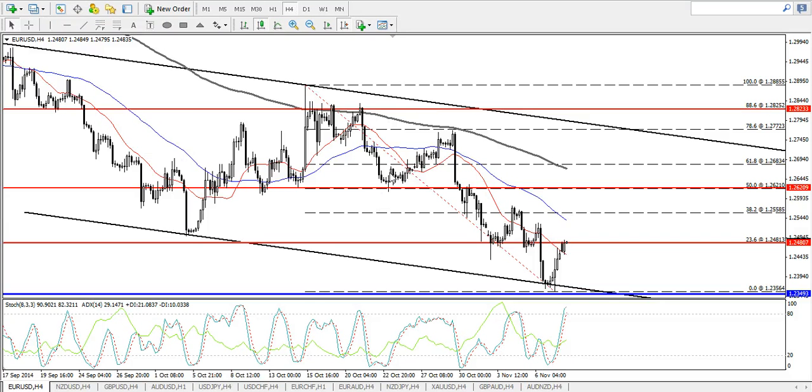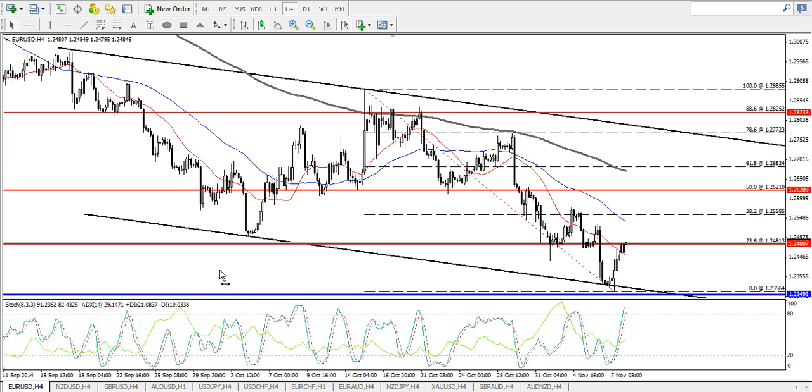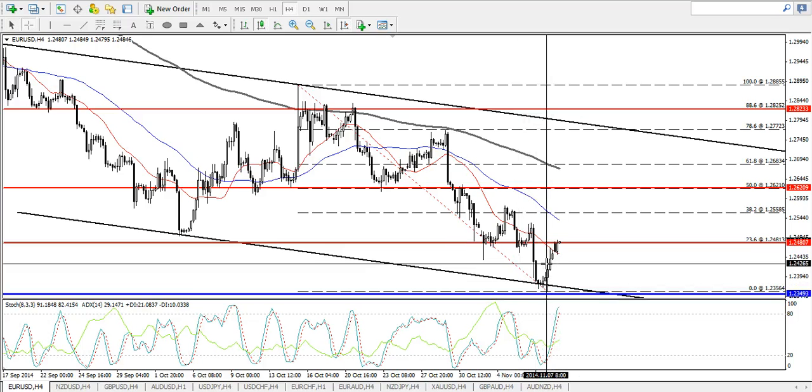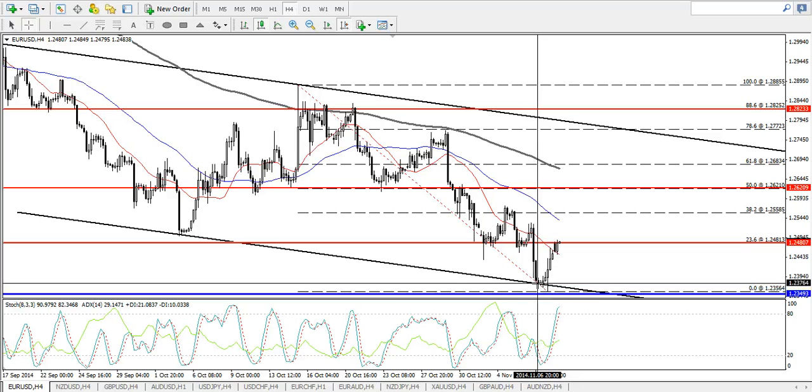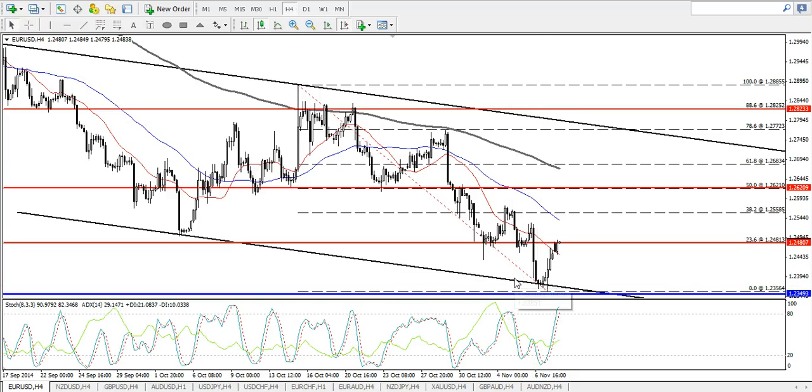Alright, so we're going to start off with the euro against the US dollar. What we are seeing here is the 4-hourly chart, and there is a falling trend channel over here. Price has basically touched the bottom of the falling trend channel, at the same time touching the exhaustion level of 1.2349, and it begins to rebound.